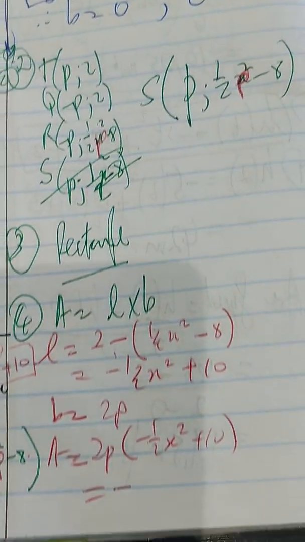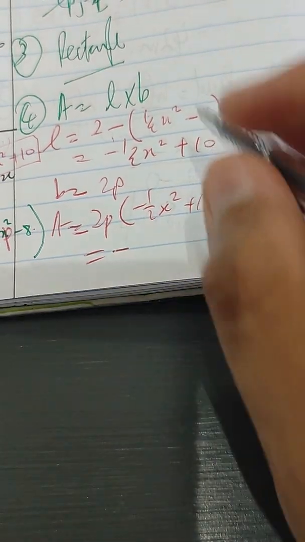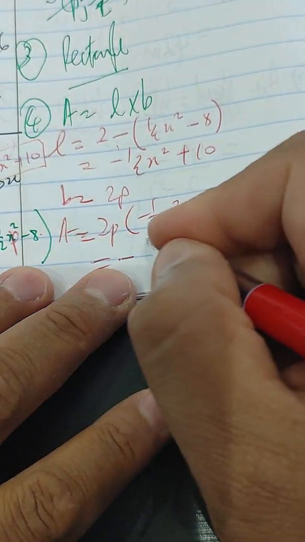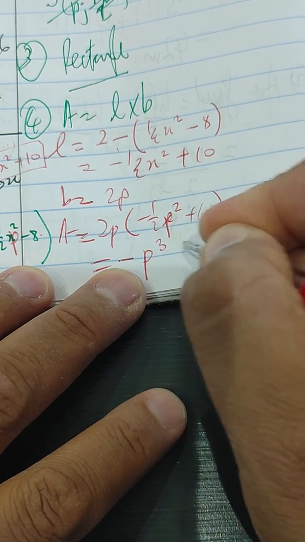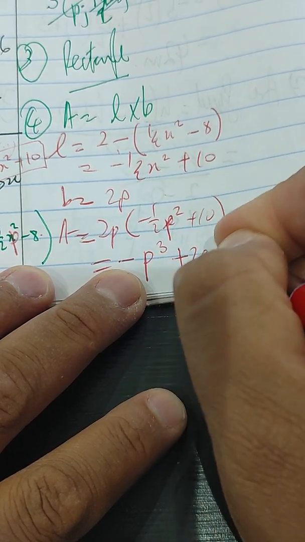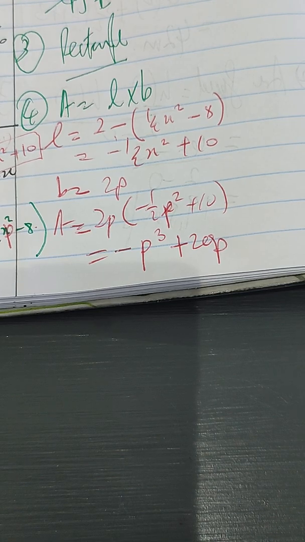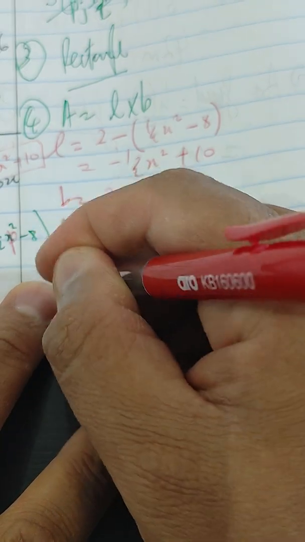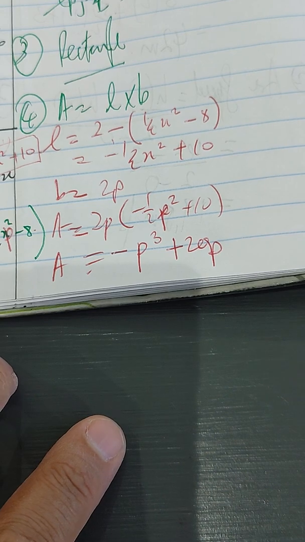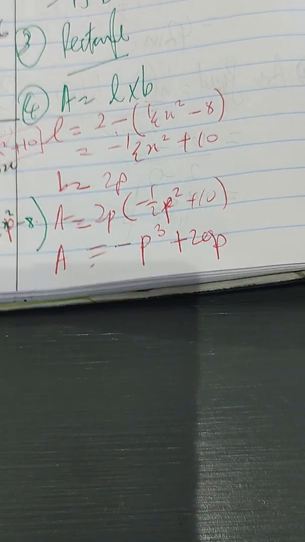Okay, sorry about that. So this would be negative P cubed plus 20P. And that's what they wanted you to show that the area can be written in. Okay, let's look at question 5. In question 5, 7.5, determine the value of P for which the area will be a maximum.